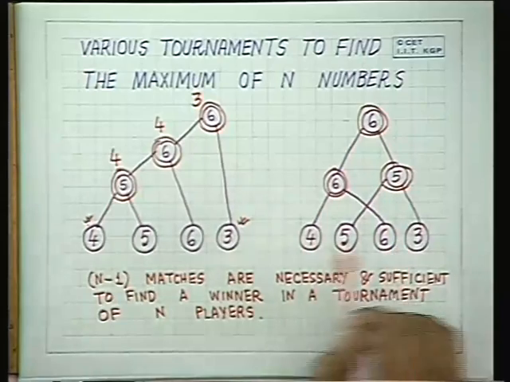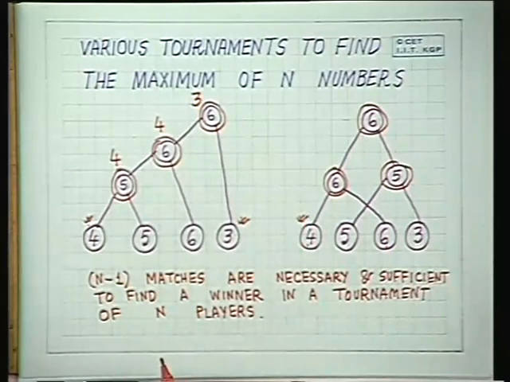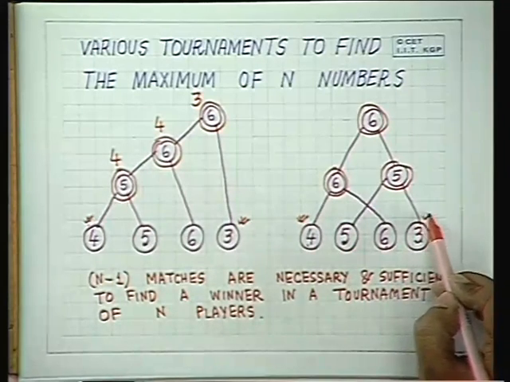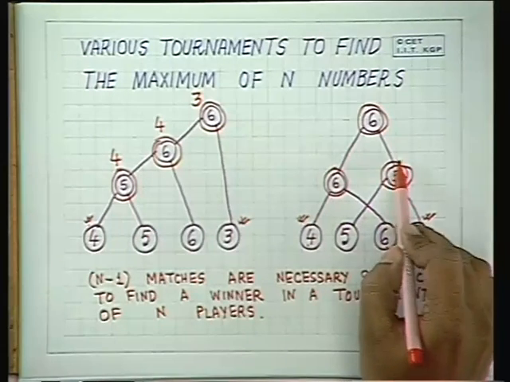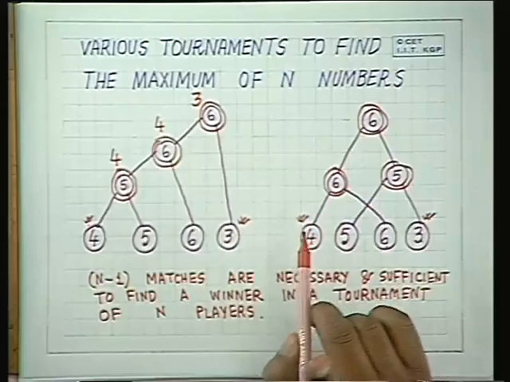Now look at this point. Here 4 and 6 were compared, so 4 lost, and 5 and 3 were compared and 3 lost. Here 5 and 6 were compared and 5 lost, but this fellow will not participate in becoming the minimum because he has won at least one match.